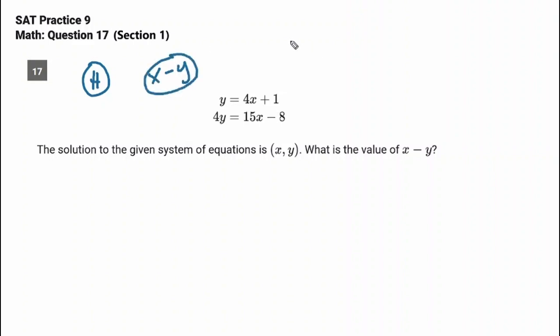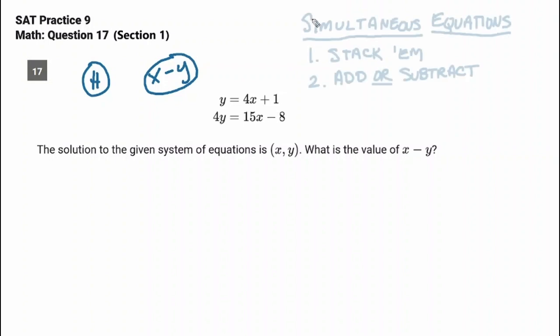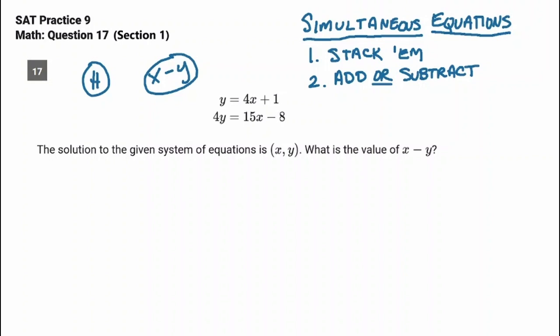Guys, this problem is simultaneous equations. How do you know? Because you've got two equations. The evil testing service loves simultaneous equations. They come up all the time. They're going to come up on your SAT. And when they do, all you've got to do is stack them and then add or subtract. So start by rewriting the equations.